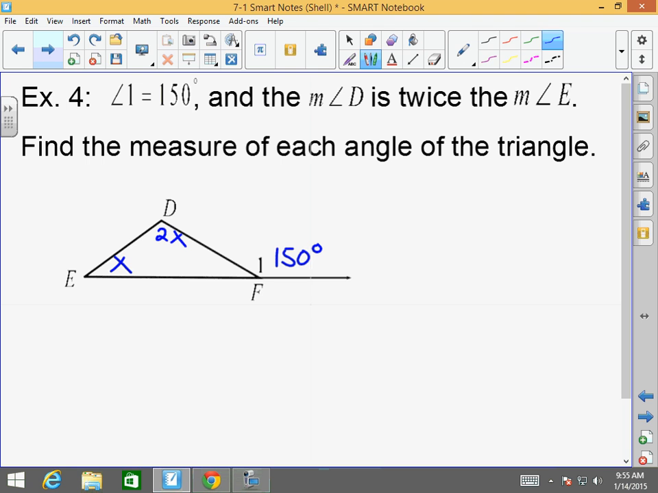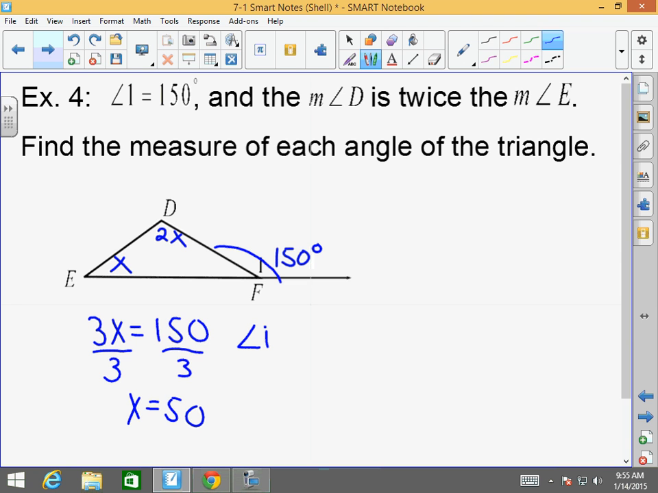What do we know using the exterior angle sum theorem? 3x equals 150. Divided by 3, x equals 50, correct? So find the measure of each angle. So angle DEF equals 50, correct? And angle EDF equals 100.